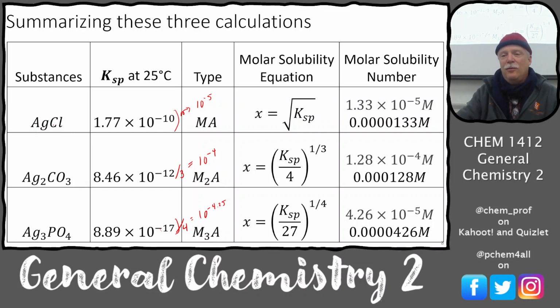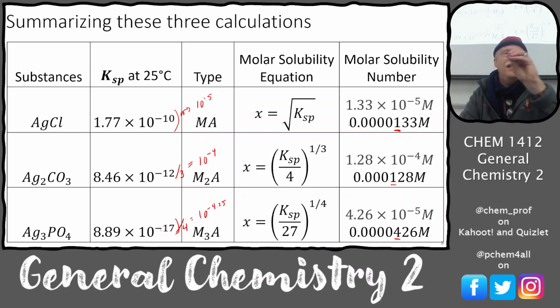Now let's look at our results. This was 1.33 times 10 to the minus 5. This was 1.28 times 10 to the minus 4. It's a pretty good estimate. And then here's 4.26 times 10 to the minus 5. So which one of these is the smallest number? It's this one here. So we got 4 zeros and a 1. Down here we have 4 zeros and a 4. And then here we have 3 zeros and a 1. So this one's the most soluble. And this one, this AgCl, is the least soluble.